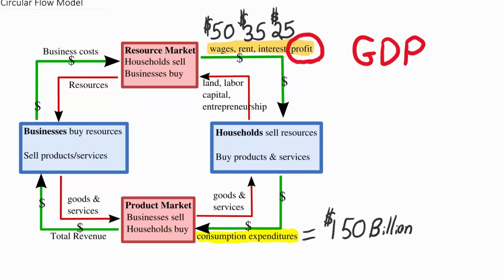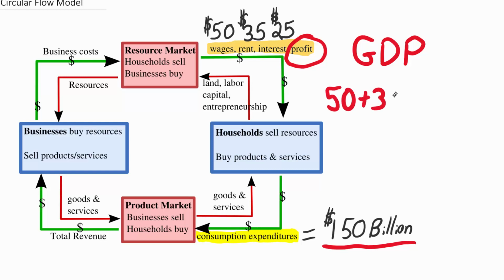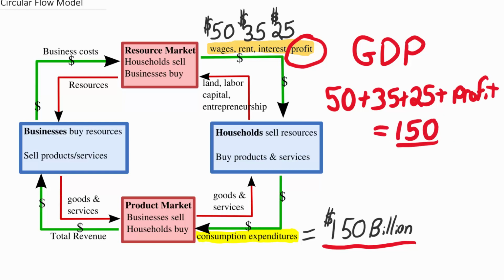The idea here simply is that if this 150 billion number should check out to be the same as what we get if we take wages plus rent plus interest plus profit, trying to calculate GDP in a different way, then we can figure out what profit needs to be. Very simply, well, 50 plus 35 plus 25 plus whatever that profit amount is needs to equal $150 billion. Okay, you tell me. How much does the profit have to be? Think about it.